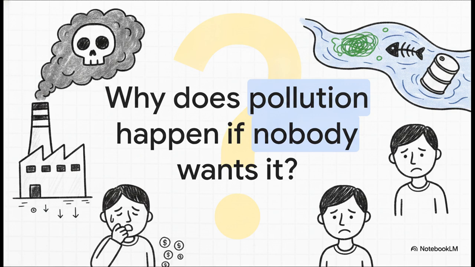Nobody wakes up in the morning and thinks, man, I really want to breathe some smog today, or I sure hope my local river turns toxic, right? Absolutely no one wants that. Yet pollution is everywhere. So why does it happen? Well, the answer actually exposes a huge flaw in how our individual decisions ripple out and impact society.